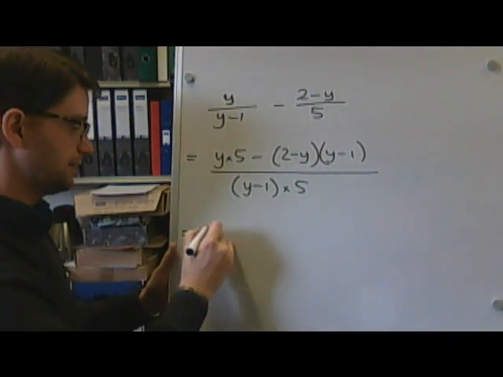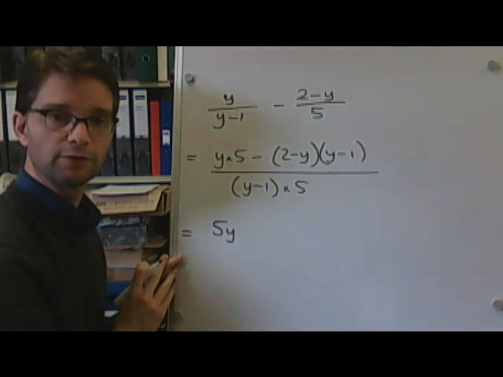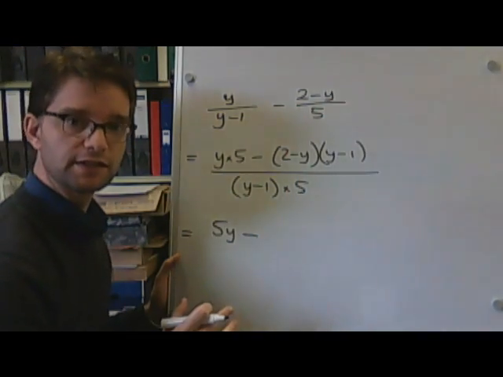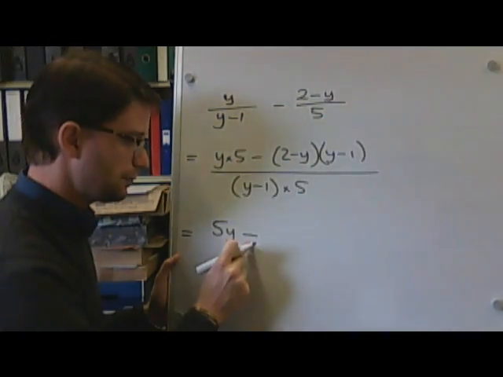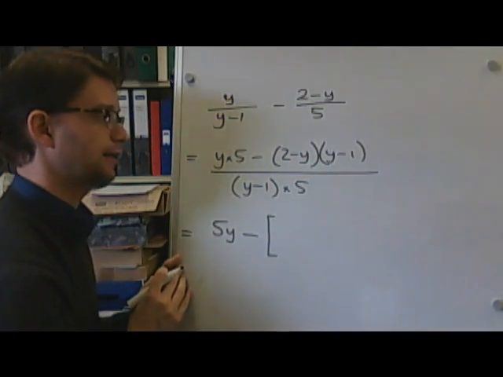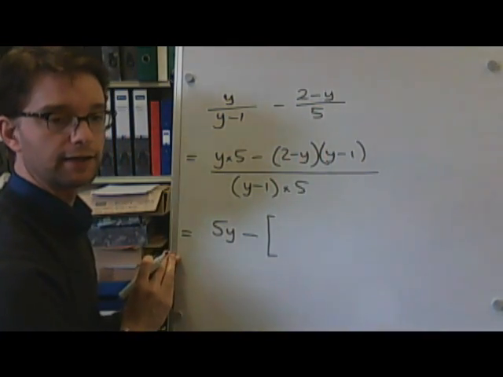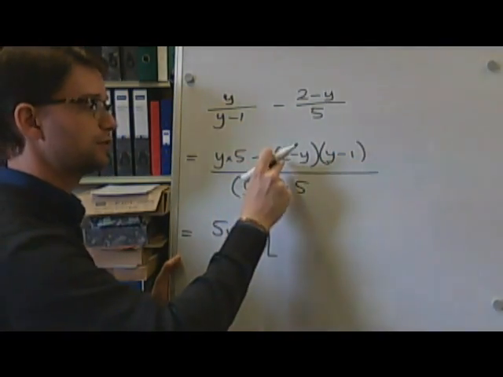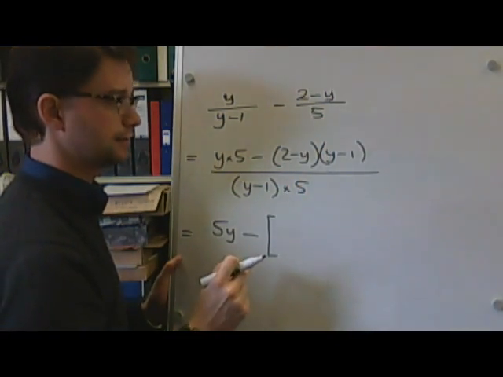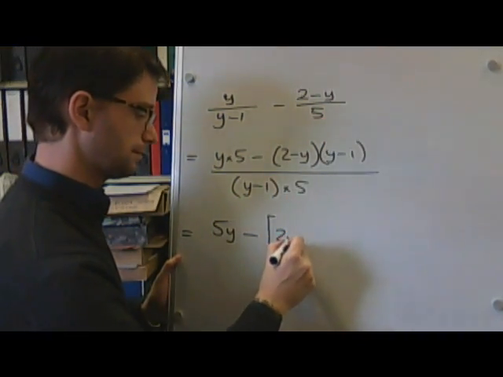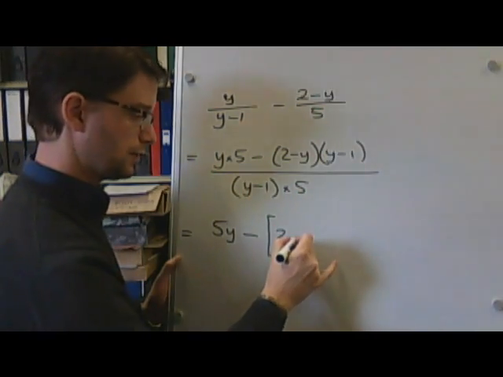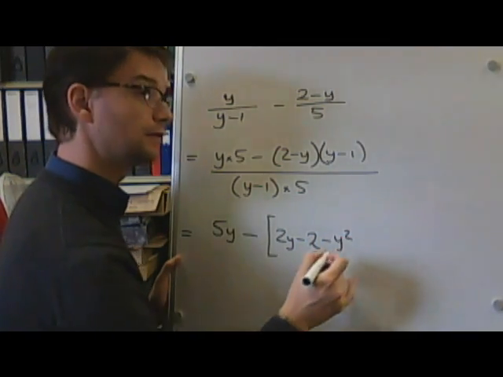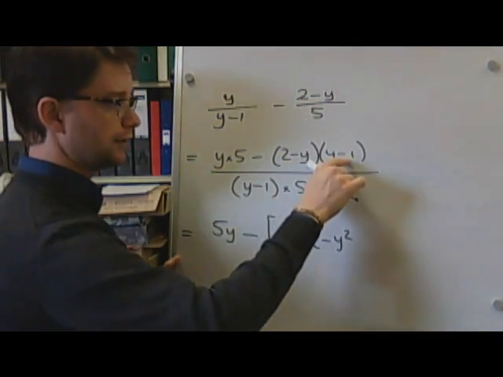So let's try and tidy that up a little bit. Y times 5 I'm going to write as 5y. Because I've got lots of minus signs going on, I'm going to be really careful. I've got this minus sign, and then I'm just going to put a big bracket while I do this multiplying out. And I'm going to handle this multiplying out as I would with any two brackets. I've got to do everything in this bracket by everything in this bracket. So I'm going to do 2 times y, 2 times minus 1, minus y times y, and minus y times minus 1.